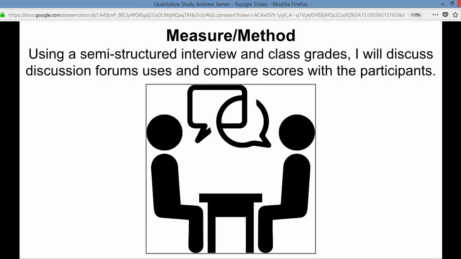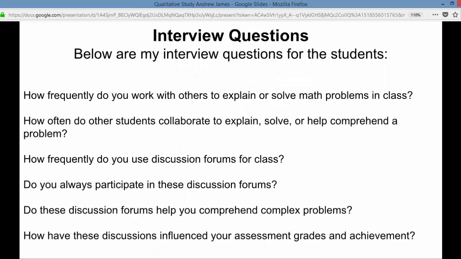The data relates to critical thinking because of the assumption that students with better grades will have higher critical thinking skills. The purpose of the interview is to gain knowledge of the students' perceptions and feelings towards the values of discussion forums and what they add to class. My questions are based on the theory that students who participate in mathematical discussion forums are better critical thinkers.